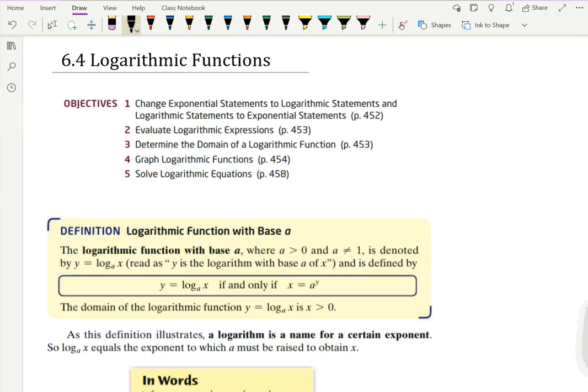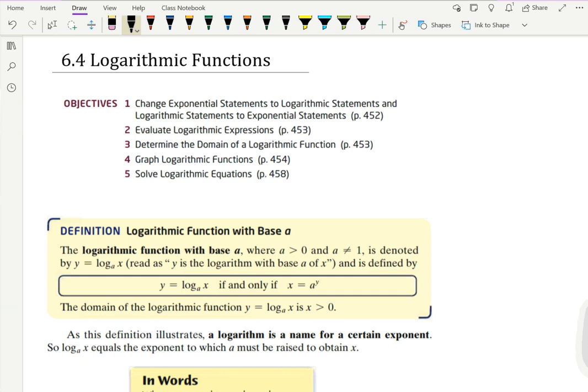We are now in Chapter 6, Section 4. In this video, we will be taking a look at logarithmic functions. Our objectives are on the screen there, as far as what we're going to be looking at. We're going to be changing exponential statements to logarithmic statements and vice versa. We'll also change logarithmic statements to exponential. So somehow those are going to be connected.